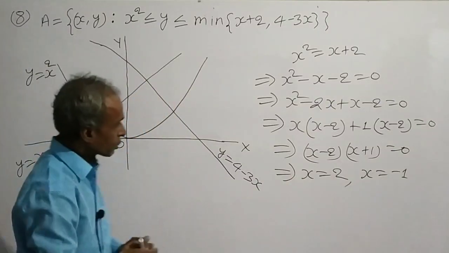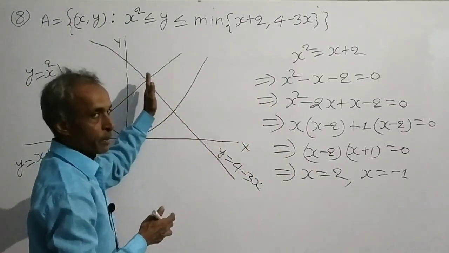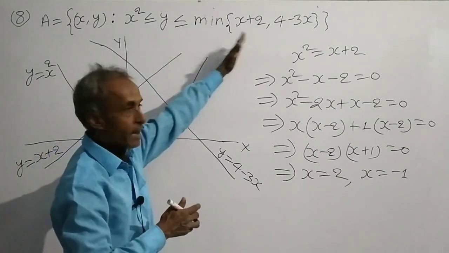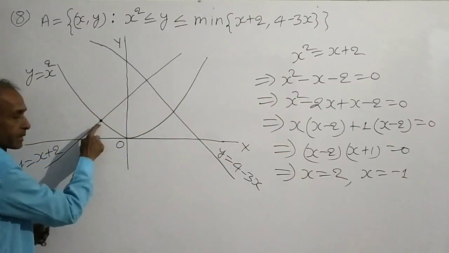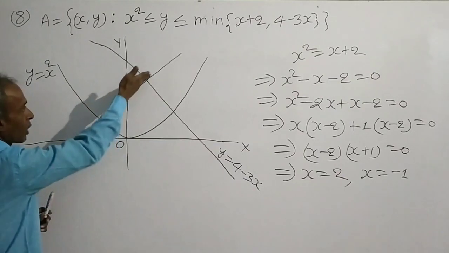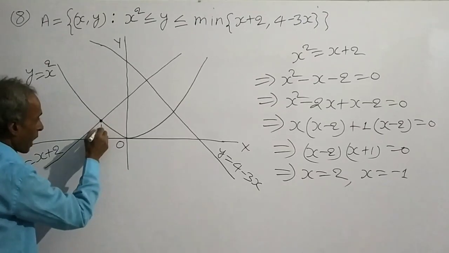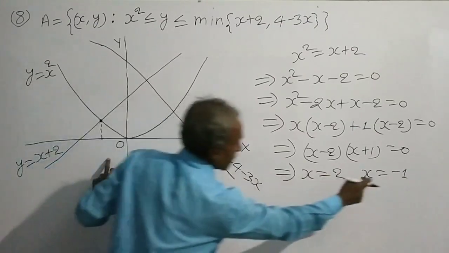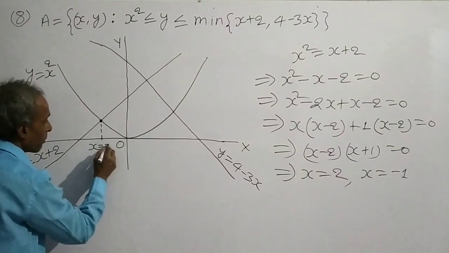Since x coordinate 2 is the x coordinate of the point of intersection of this line and this parabola lying on the right hand side of the y-axis, x is equal to minus 1 is the x coordinate of this point of intersection of this parabola and this line. Drawing a perpendicular from this point on the x-axis, here will be minus 1. That means the x coordinate of this point will be minus 1.